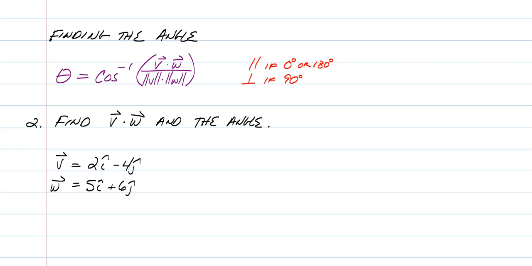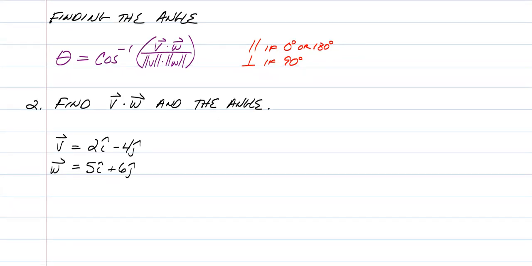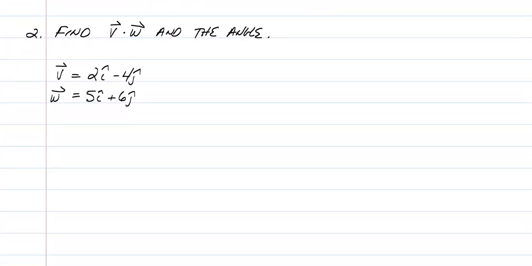Now, if the result of that is 0 or 180, that means those two vectors are parallel. So something to keep in mind. Also, if you get 90 degrees, that's perpendicular. Once you find the dot product, if you get 0, you already know they're going to be perpendicular, okay? So we're going to work with some that are not perpendicular, so you can see how that's done.